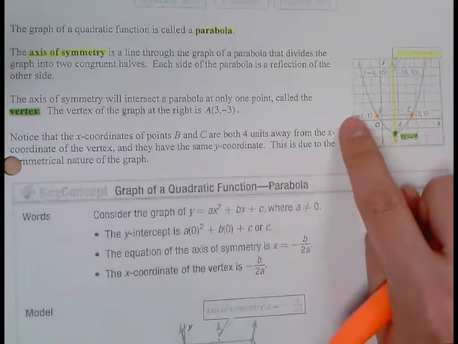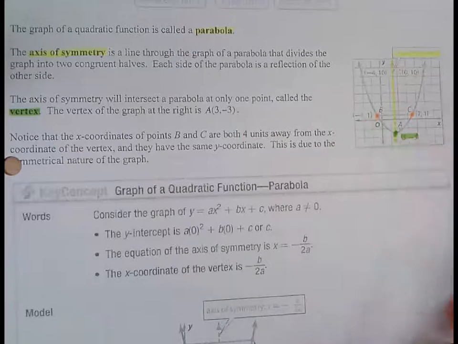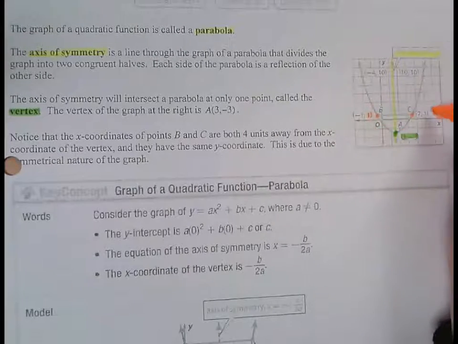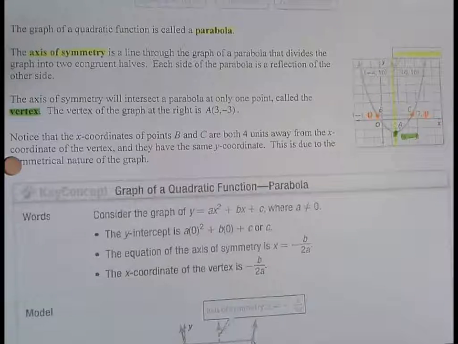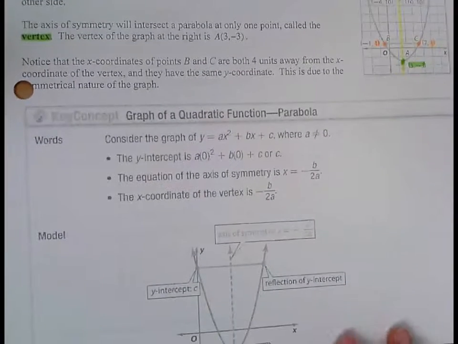4 to the left, I'm at the x-coordinate -1. And then notice those 2 points, because they're the same distance away from the vertex, the y values, or the y-coordinates, are the same. So that's how we're going to use the axis of symmetry to help us graph a parabola, or you might remember, like I said, doing that in Algebra 1. So we'll talk more about that.